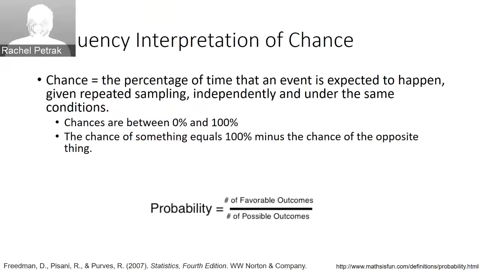And always remember that your probabilities are always between 0 and 100. And the probability or chance of an individual event or a group of events is equal to 1 minus the chance of the opposite thing. So this sounds basic, but it's actually a really important application.